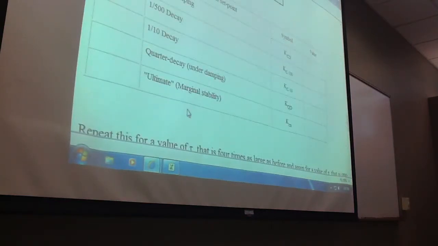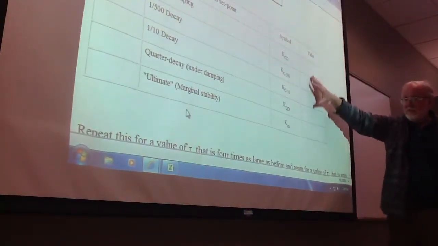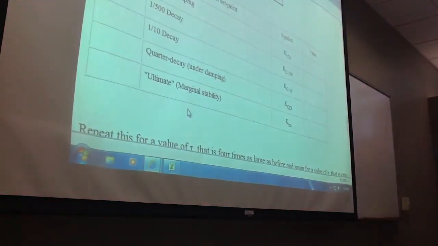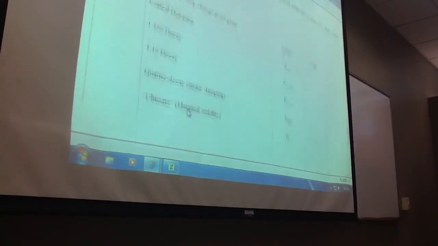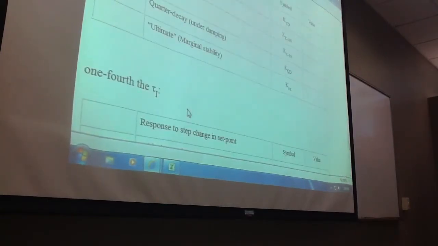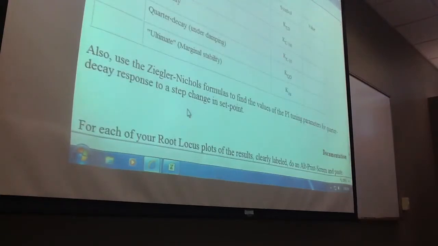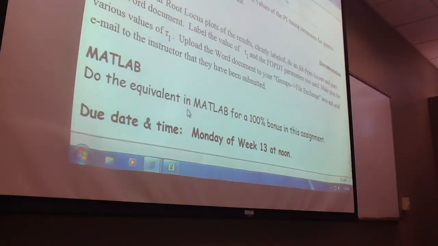So, like for you, from the Root-Locus to give these values for the value of the gain, the formula gives you. Do it again for a larger value of the gain. And then another value of the gain. Each of your Root-Locus plots, match that 100%. I'll do week 13 of it.